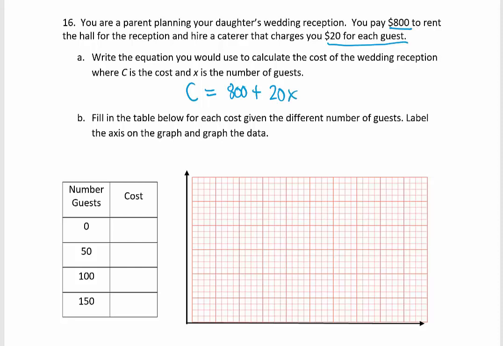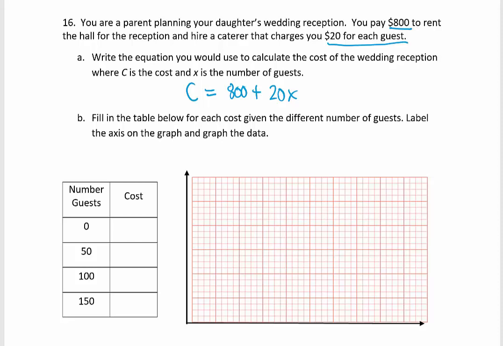And let's just double check that. Notice if I had one guest here, 20 times 1 would be $20. Two guests, 40. Three guests, 60. This is going to do it. So there's my equation. Okay, fill in the table below with each cost for the given number of guests.